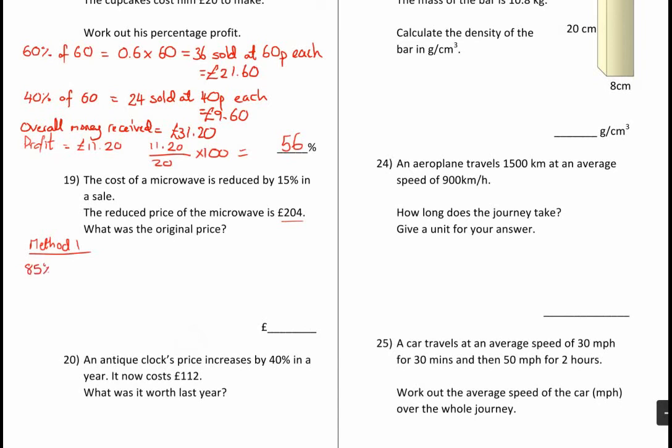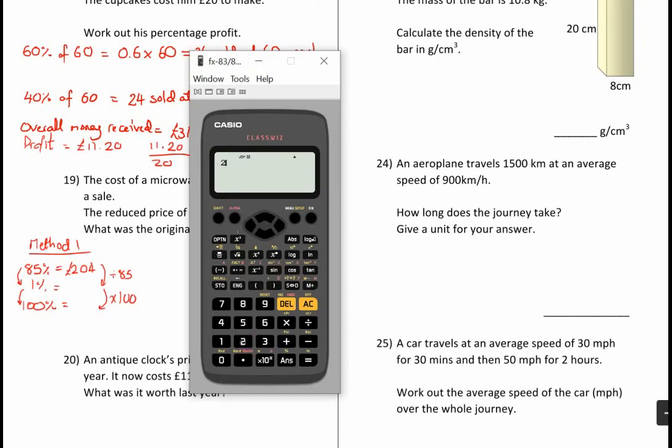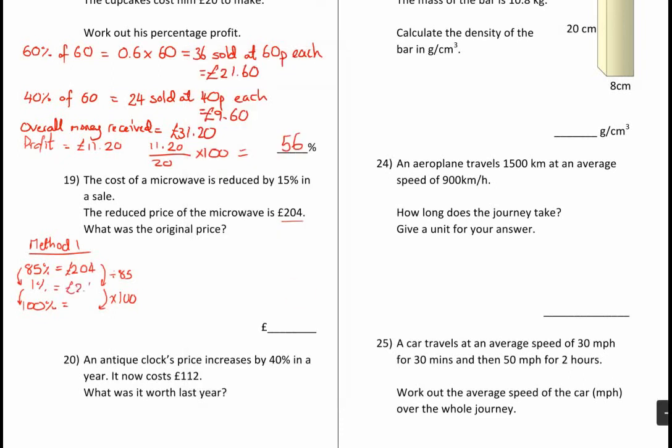So 85% is equal to £204. So we need to get back to 100%. And on the way I'm going to find what 1% is. So to do that I need to divide by 85 and then times by 100. So 1% is £2.40, so 100% would be £240. So that's the first method.